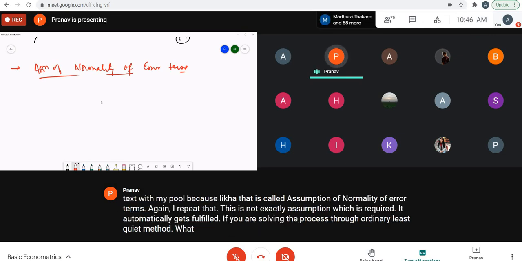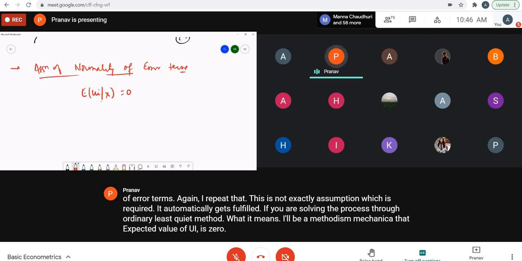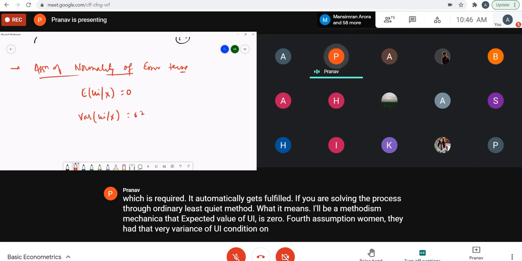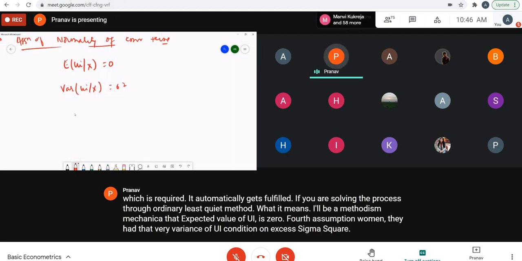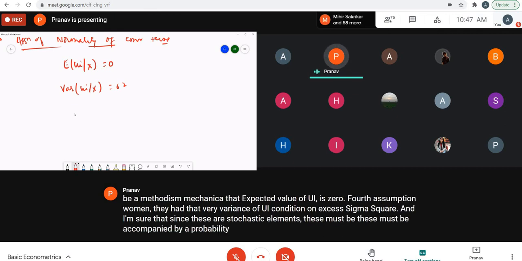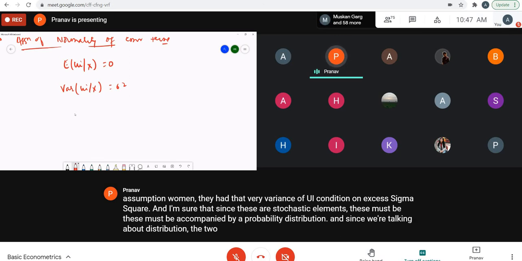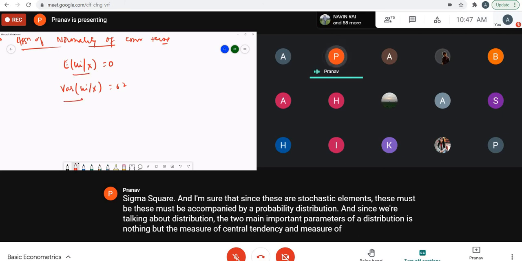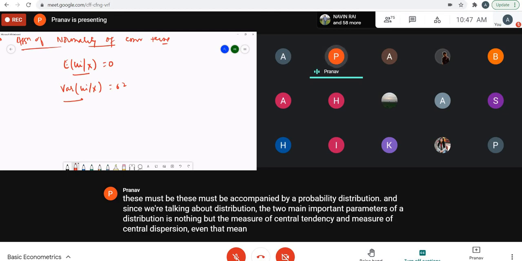What it means? Just now, in the third assumption, we saw that the expected value of UI is 0. In the fourth assumption, we saw that the variance of UI conditional on X is sigma square. And since these are stochastic elements, they must be accompanied by a probability distribution. And since we're talking about distribution, the two most important parameters of a distribution are the measure of central tendency and the measure of dispersion, given by mean and variance respectively.